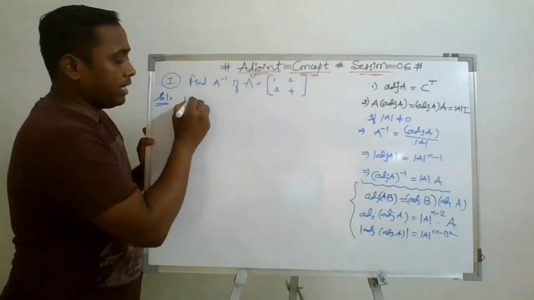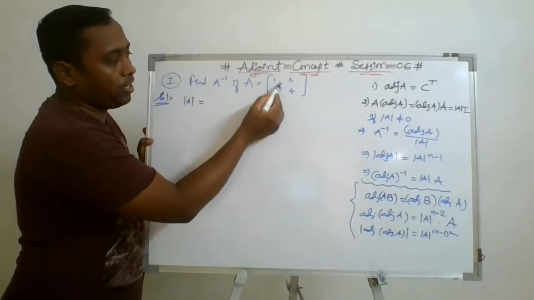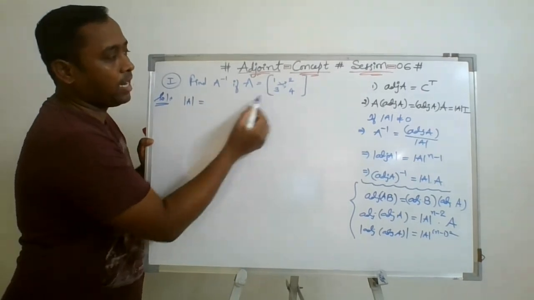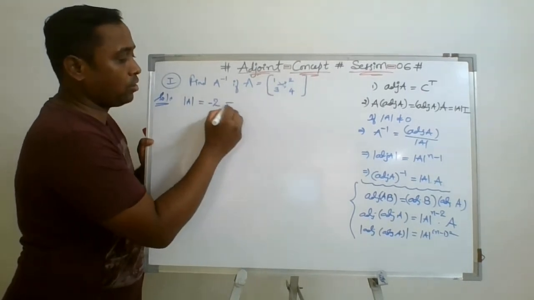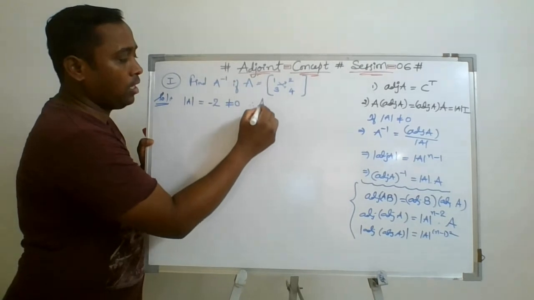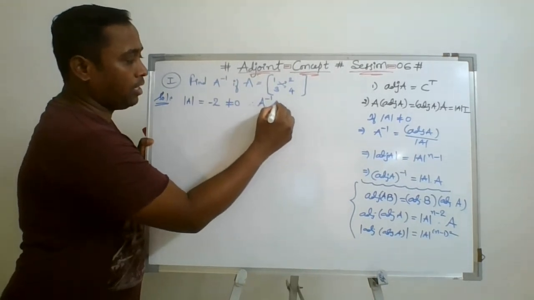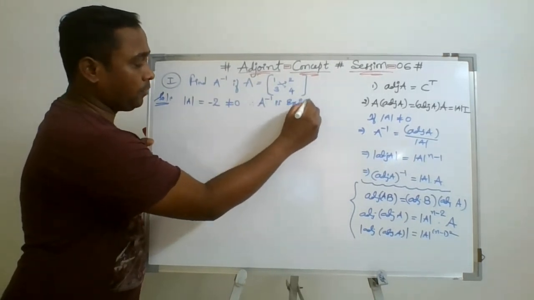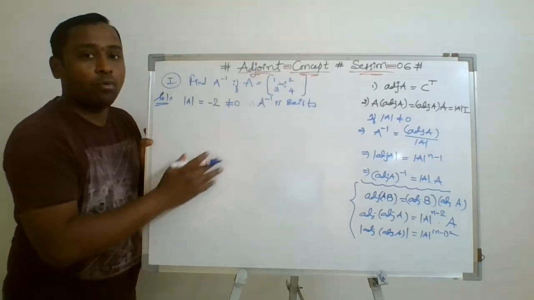First, we are finding det. What is the det value here? By doing cross multiplication, 4 minus 6, that is minus 2, which is not equal to 0. Therefore, A inverse exists. Then only we'll move on to the next step.